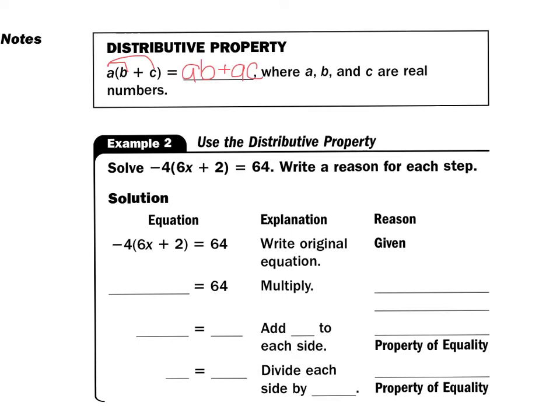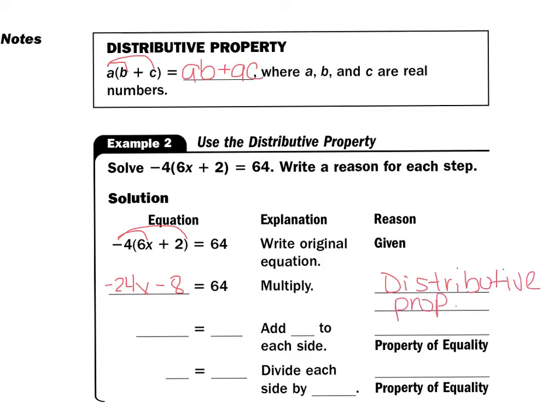So again, the equation is given here. -4 times (6x plus 2) equals 64. So you write the original equation, and that was given. That's the reason you wrote it, is because it was given to you here. Next, what we're going to do is multiply. And the fancy word for multiply is that we had to distribute. So it's the distributive property.